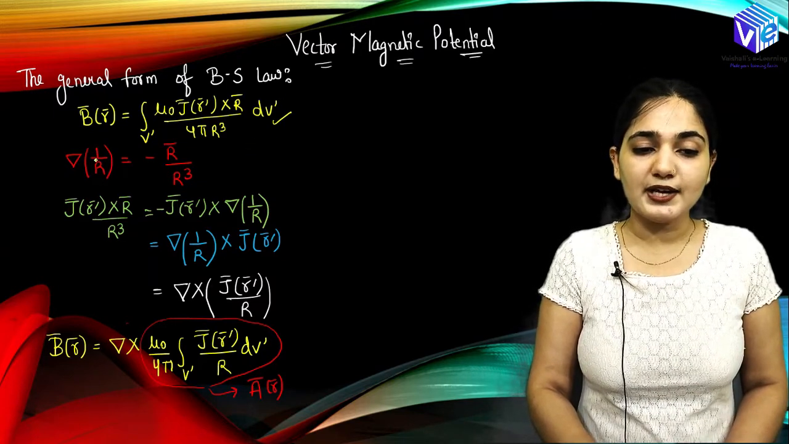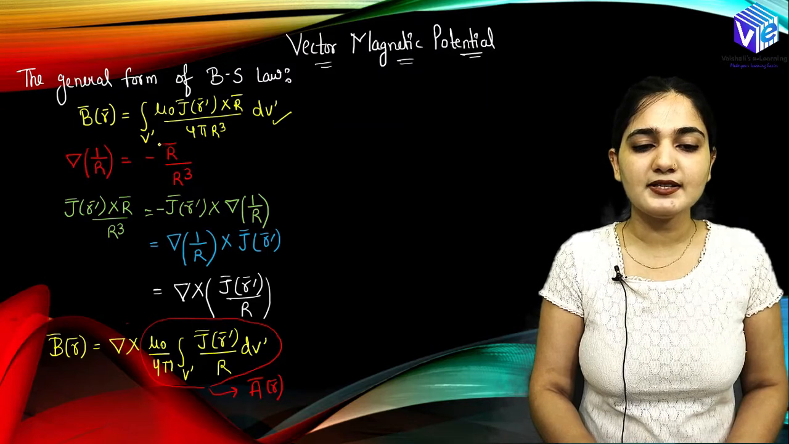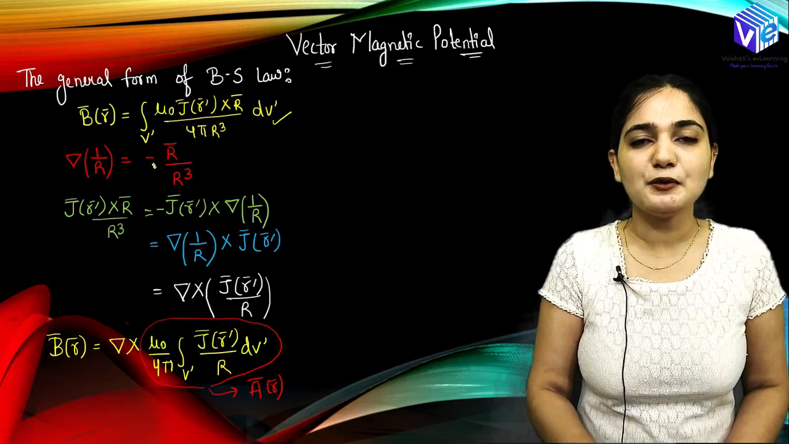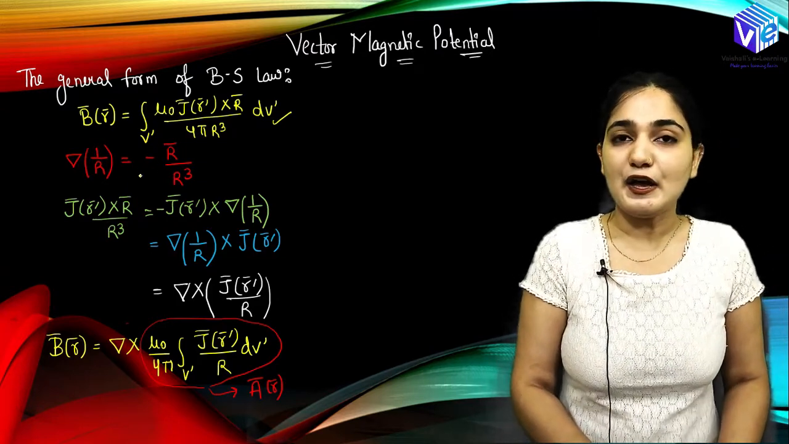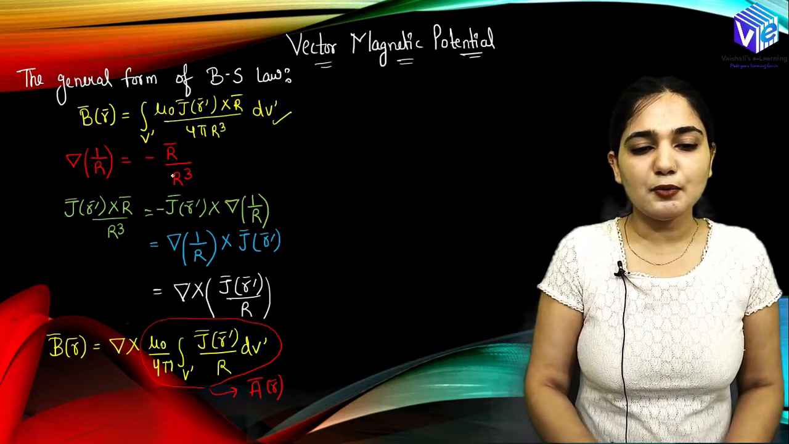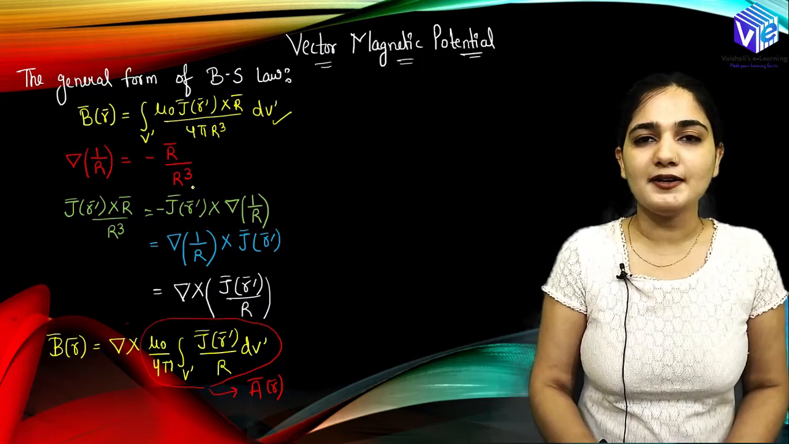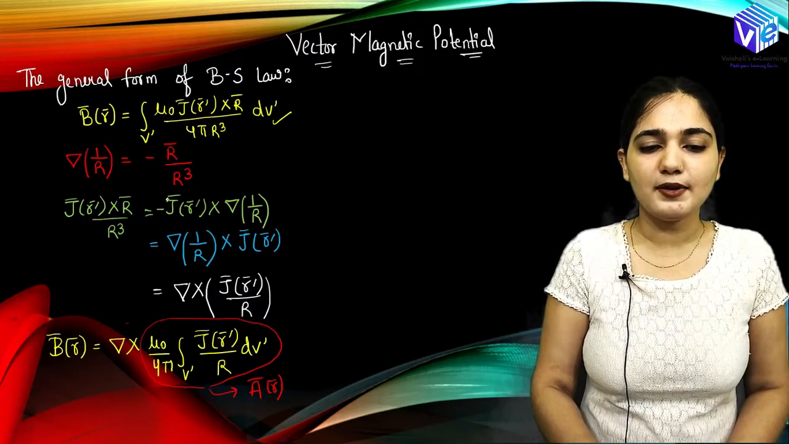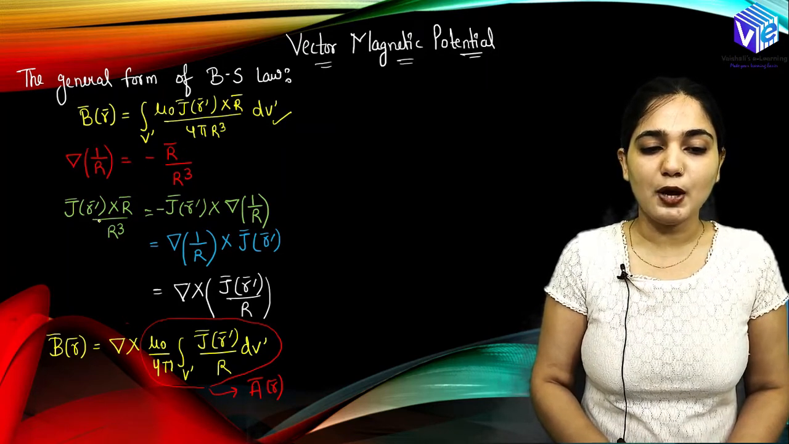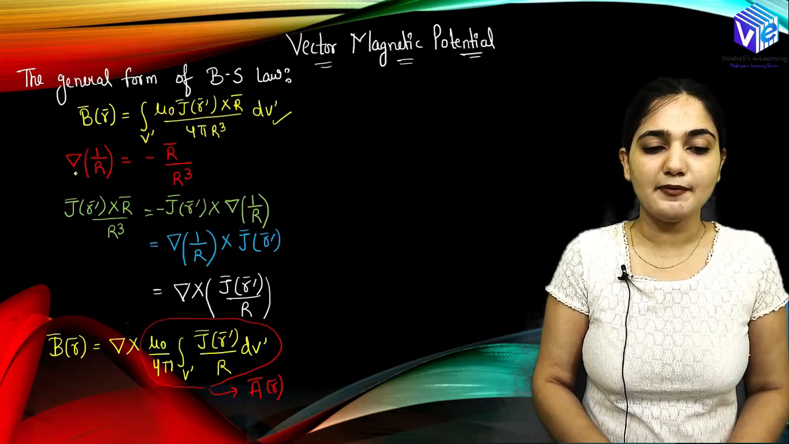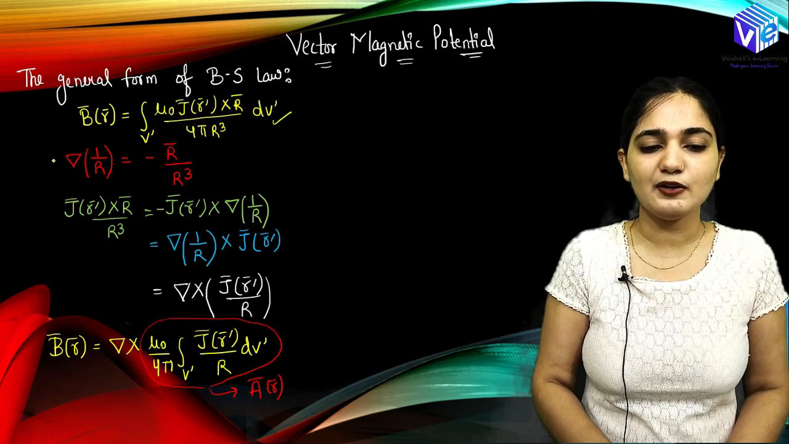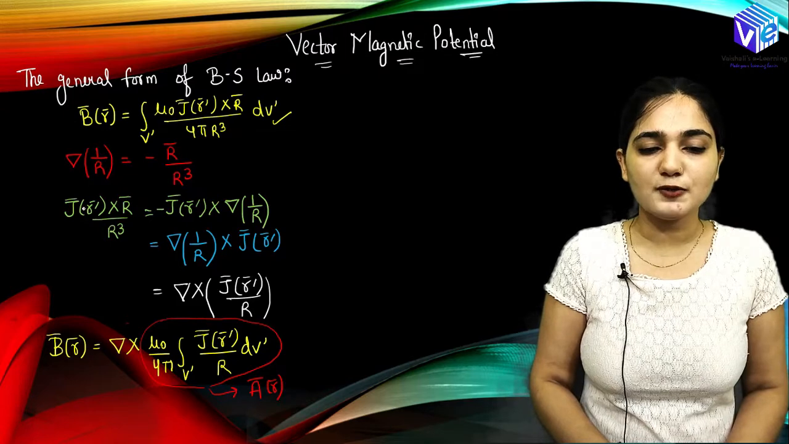Now I know del of 1 by R is equal to minus R vector upon R cube. You can take this as an assignment: find the gradient of 1 by R, and you will get minus R vector upon R cube. So now what I am doing is taking the cross product on both sides with J(r'). Here also I am taking the cross product, and here also with J(r').